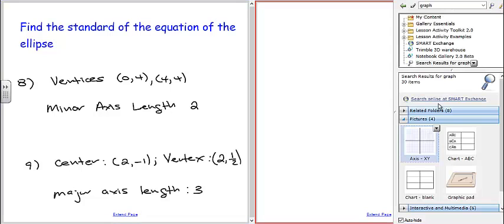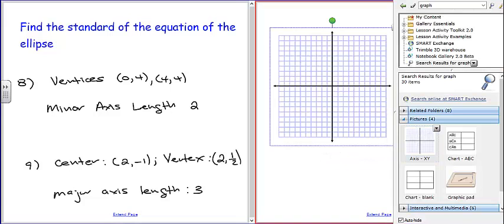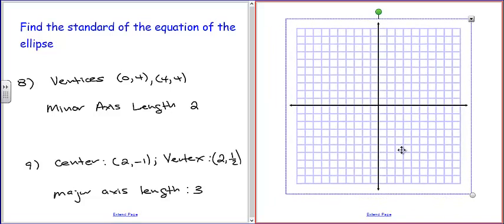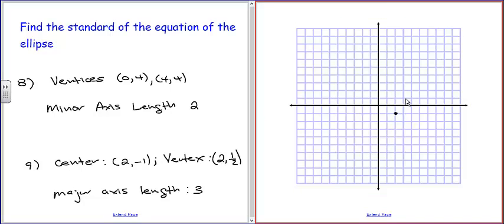So again, we're going to get a piece of graph paper. So the center is 2 comma negative 1, so it's right here. The vertex is at 2 comma a half, so that's here. Now, because of symmetry, the other vertex has to be equally spaced on the other side.